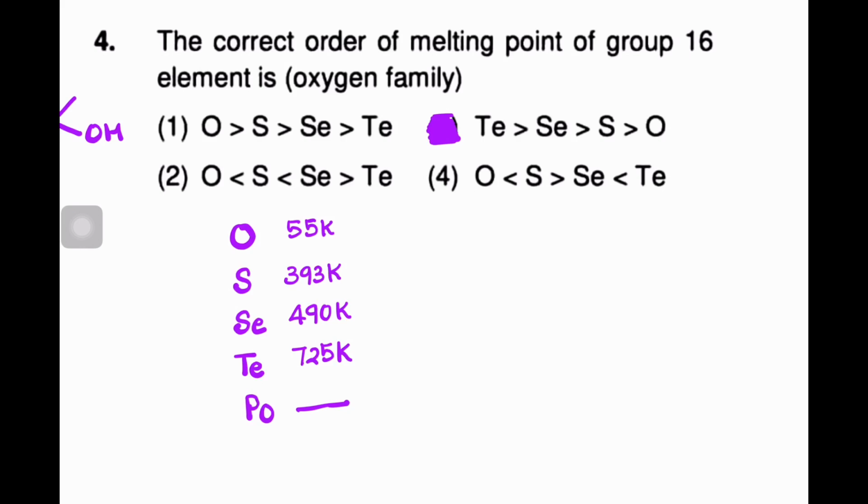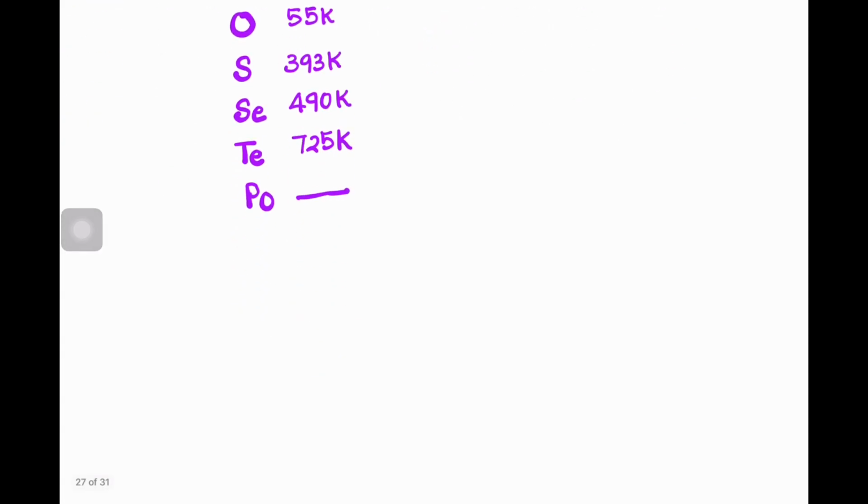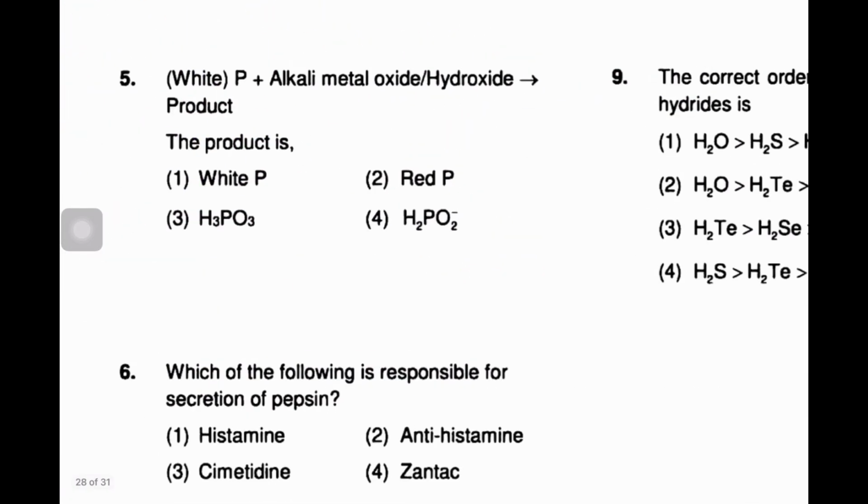Here there is a mistake, basically. No, sorry, it's not a mistake. It is correct because tellurium is greater than selenium, but selenium is greater than sulfur. So there is some mistake; this option is incorrect. So the correct one is the second one. Now let's move to the next one.